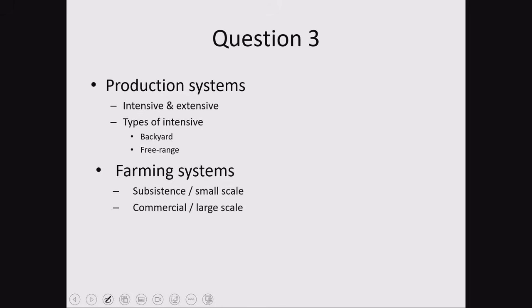And then we have to know the examples or types of extensive system, which are the backyard and the free range, whereby animals in free range are allowed to roam around freely and as well as in backyard, but at night they are sheltered. So they are not affected by extreme environmental conditions. Together with this production system, you also have to know the farming systems. We have two farming systems, subsistence or small scale, and commercial or large scale.